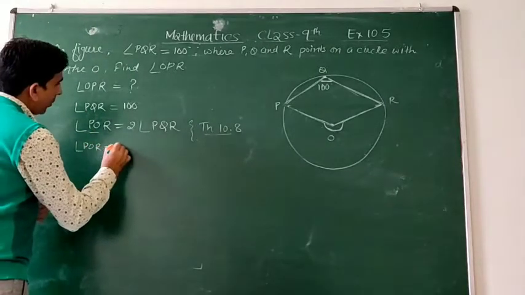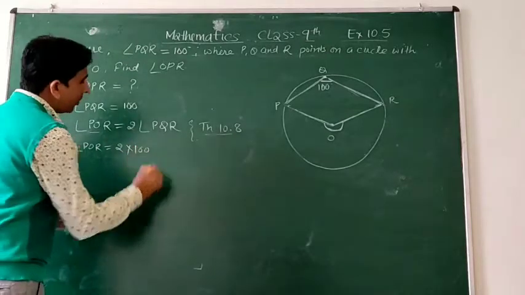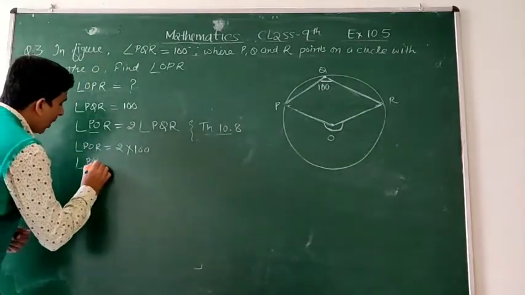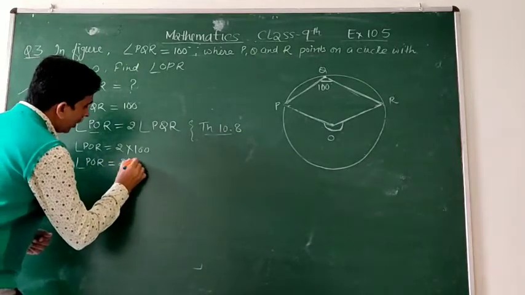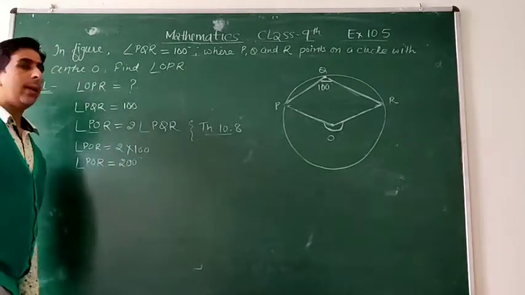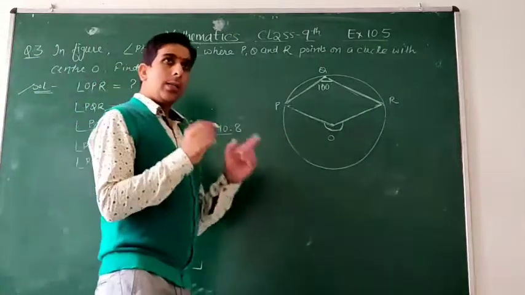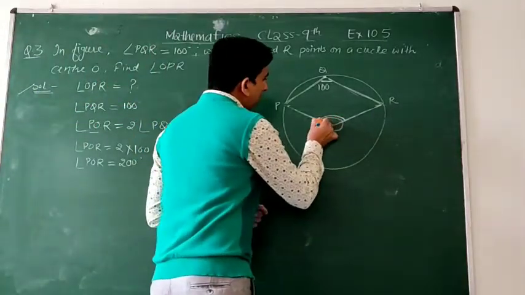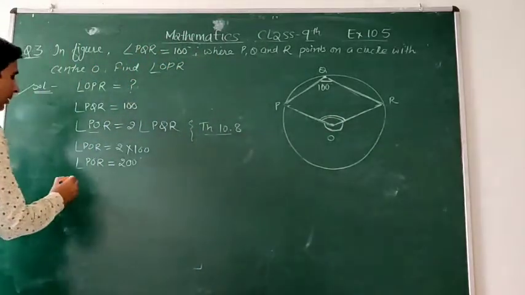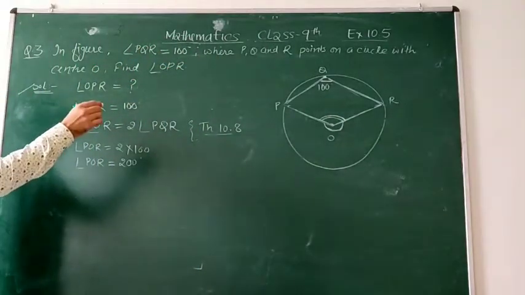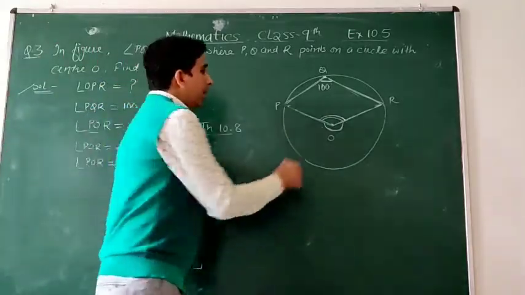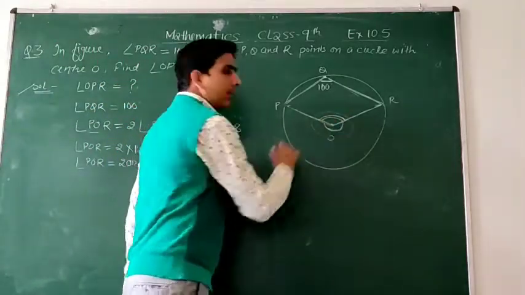So angle POR is twice of PQR and PQR is 100 degrees. So angle POR is 200. Angle POR is 200. So what about angle ROP? Angle ROP. Can you tell me the value of ROP? This is a complete angle.